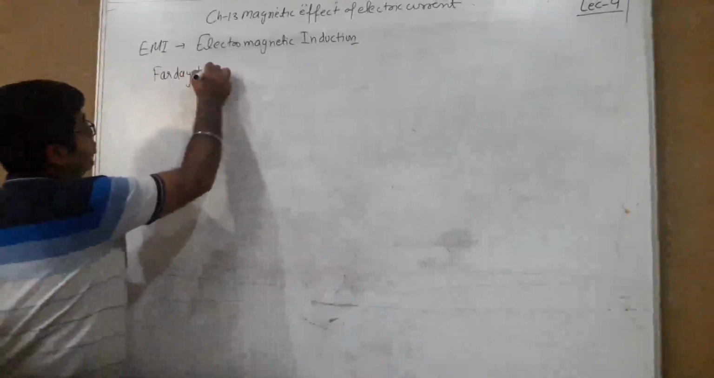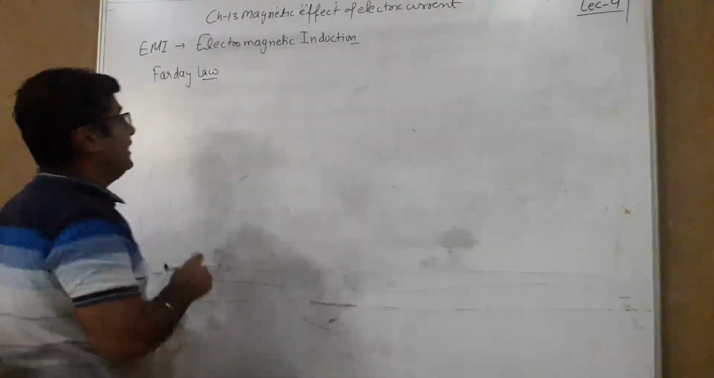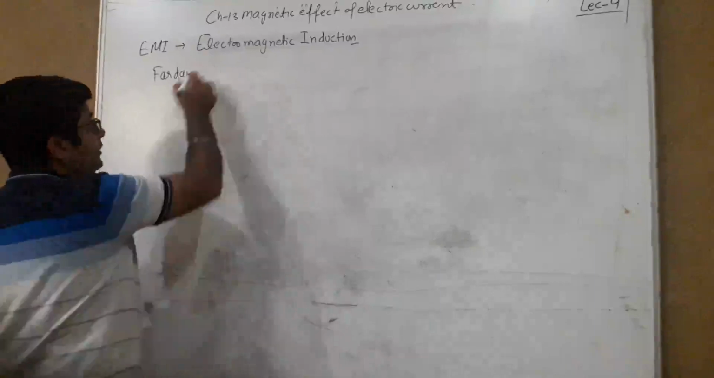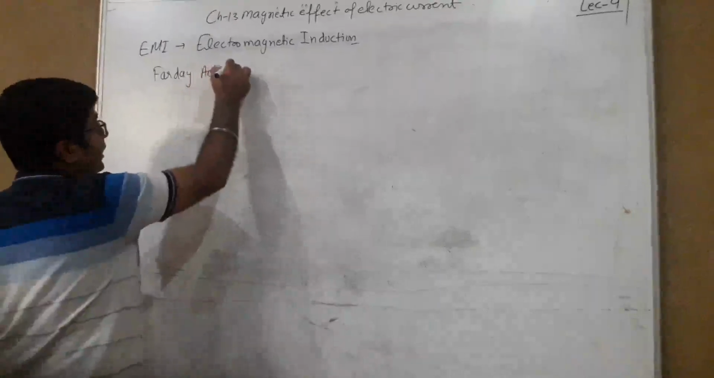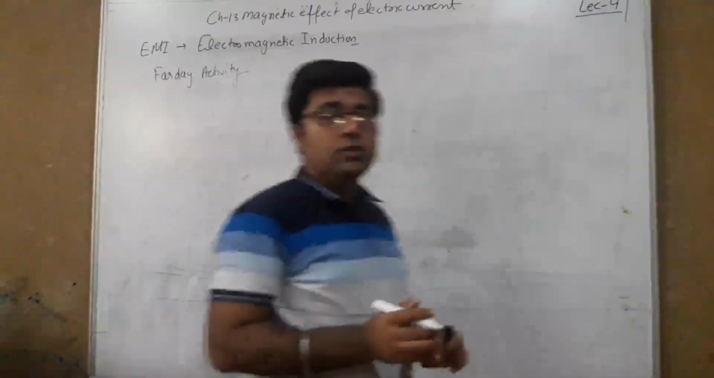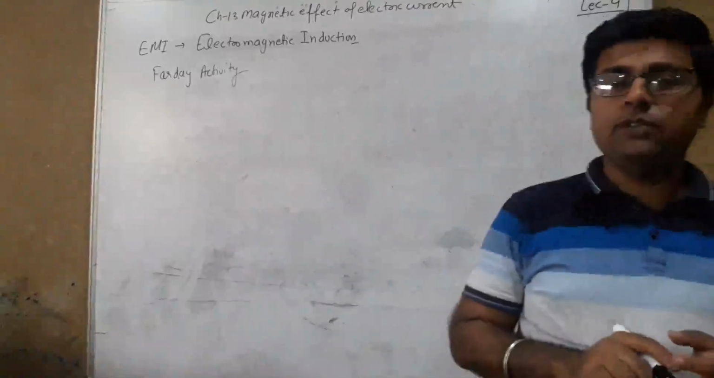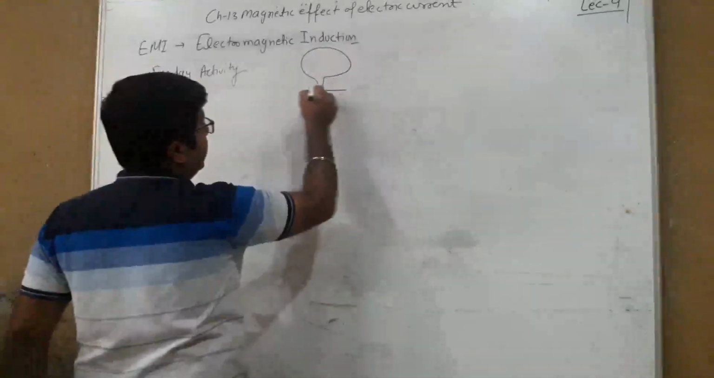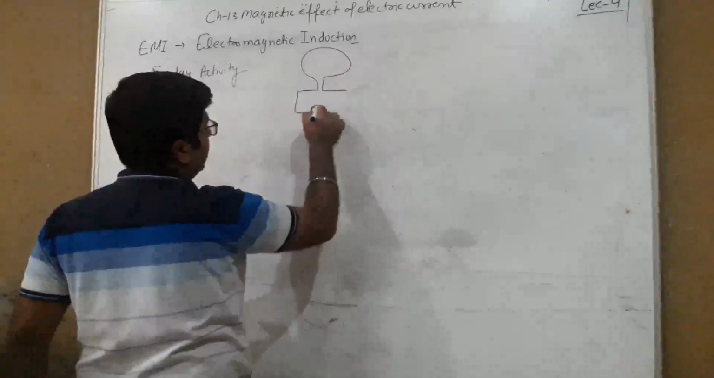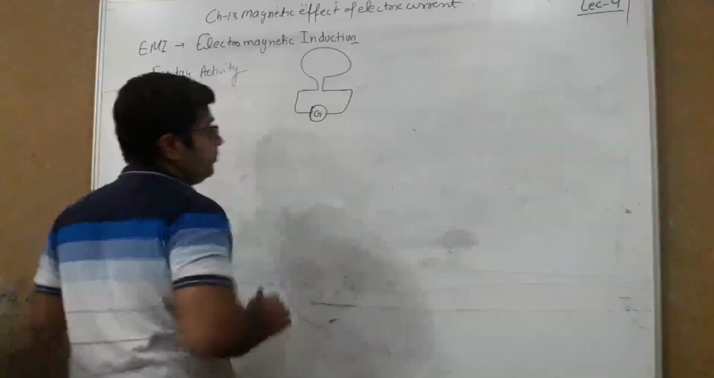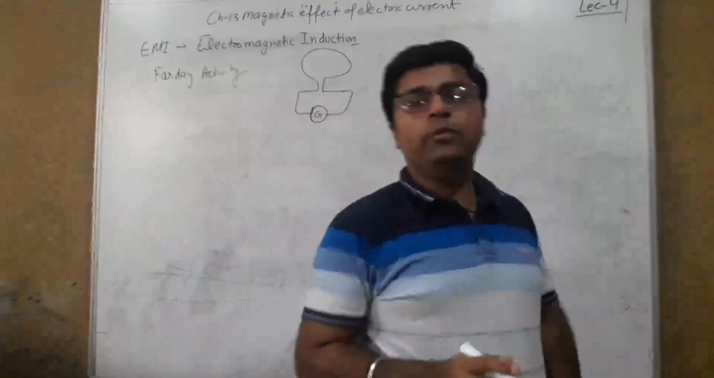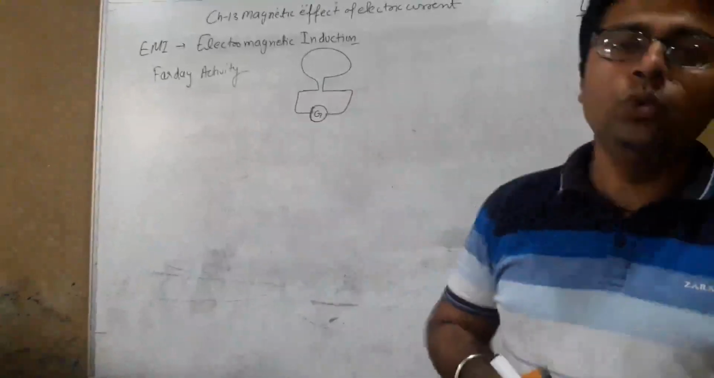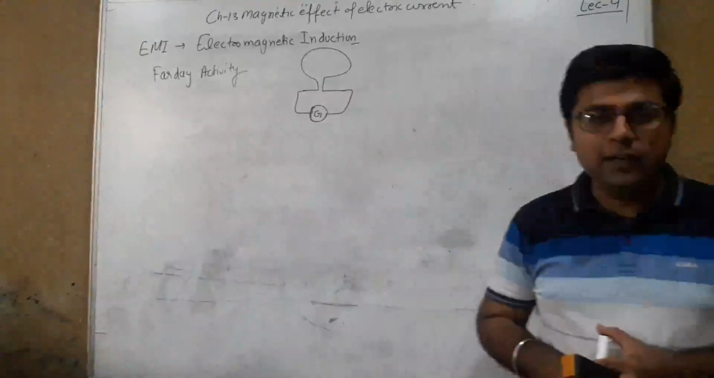Faraday law or Faraday activity, you can say. Faraday did three activities, and from that he concluded two laws. He gave us two laws. So in the Faraday activity, suppose this is a coil we have, and this coil is connected with a galvanometer. What is a galvanometer? Galvanometer is a device which is used to detect the current in a coil.